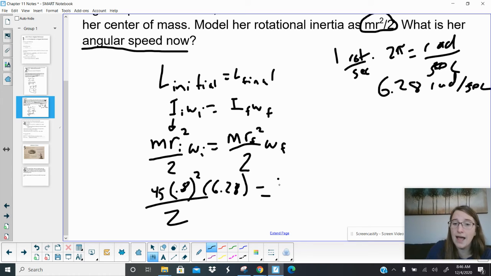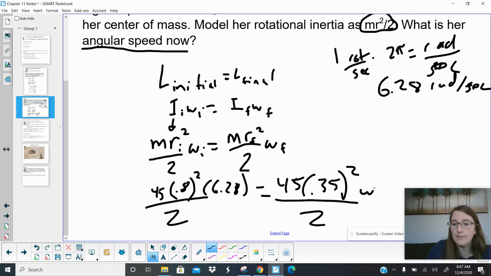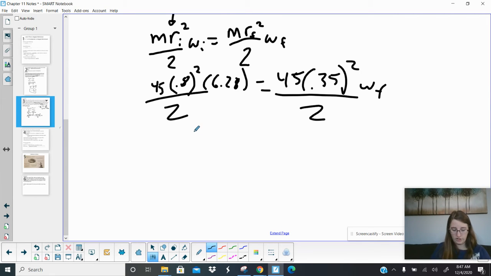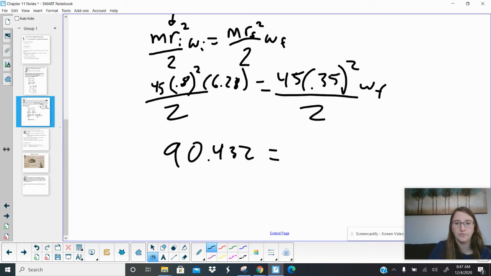Then over here, her mass does not change, but the radius did. Now her knee is only 0.35 squared over 2 times we're trying to find that final angular speed. So we just got to do a lot of multiplication here, do a bit of math. 45 times 0.8 squared divided by 2 times 6.28. So over here, we should get about 90. I'm going to go ahead and just write this all out. 432. Over here, 45 times 0.35 squared divided by 2.